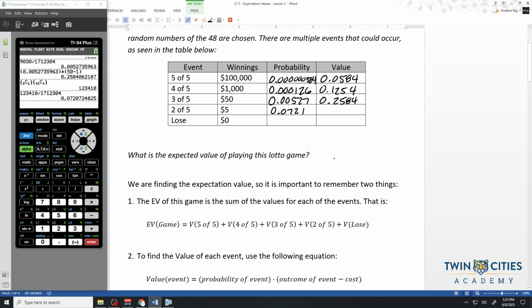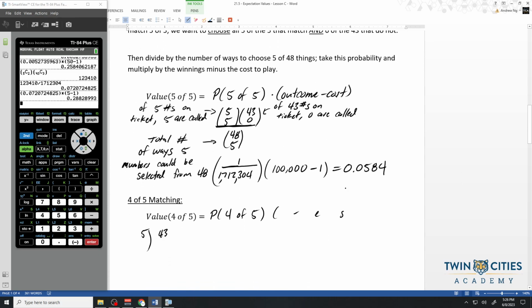Okay, now to find the value. We're going to take this and let's multiply by, if 2 of 5 happens, the outcome is $5. I win $5 minus 1 to play. So the value is 0.2883. Let's fill that in here.